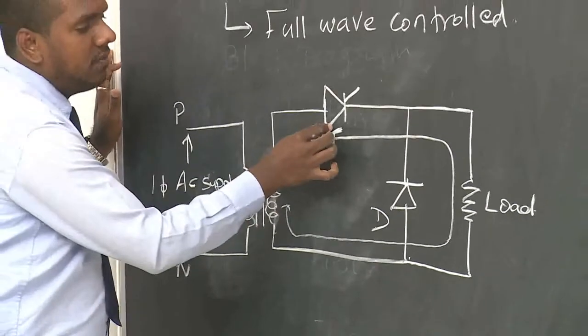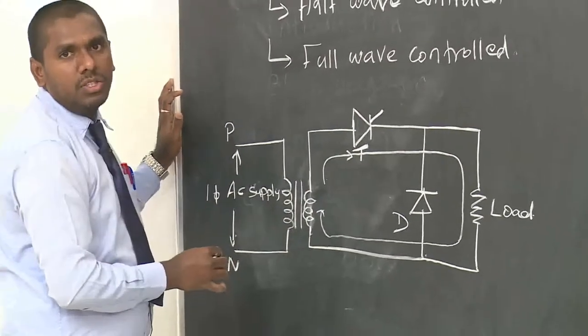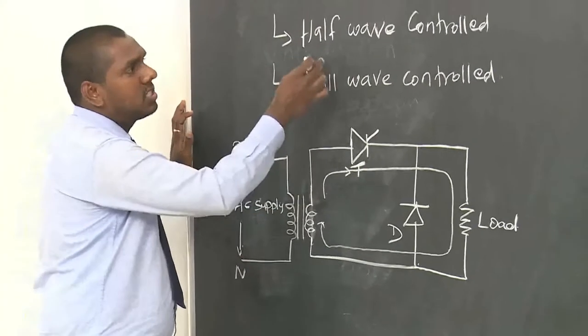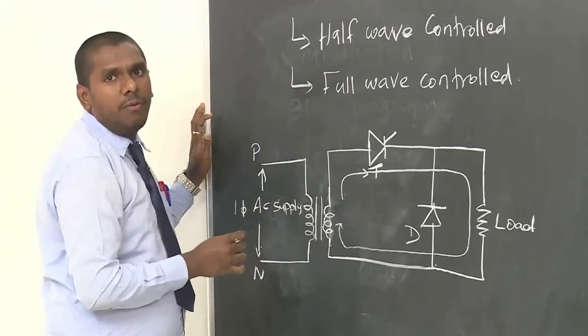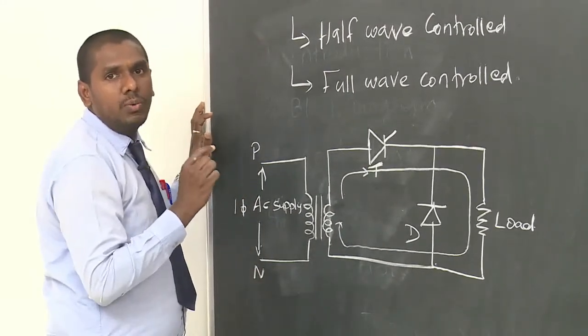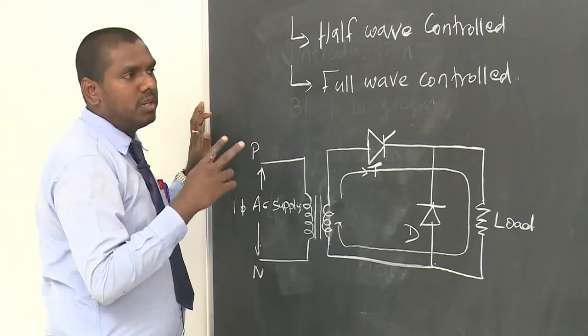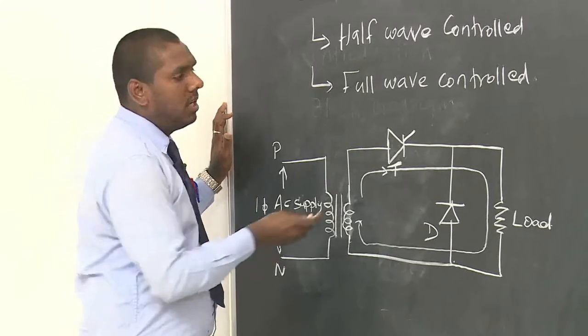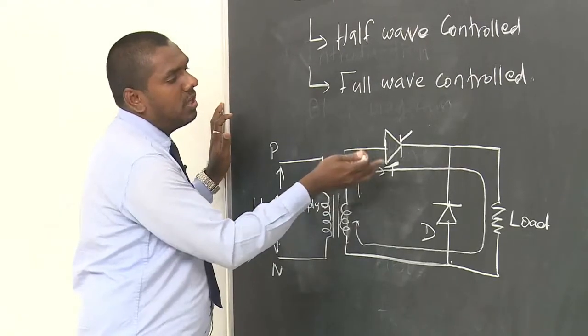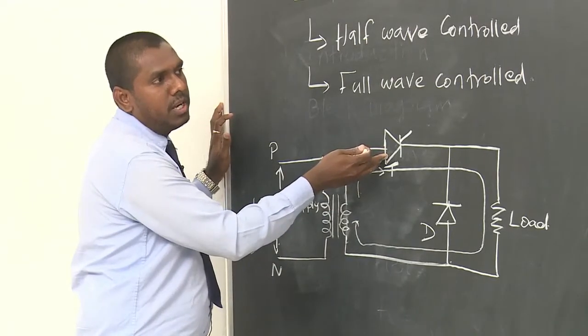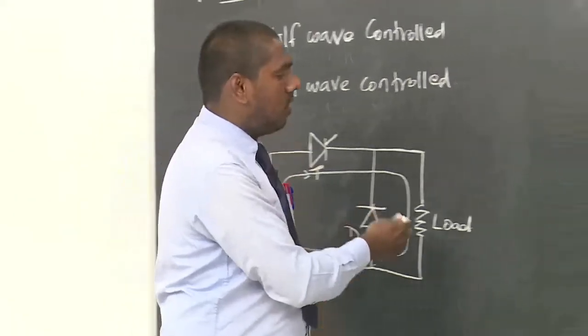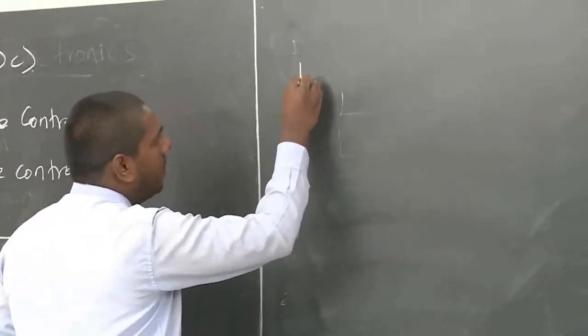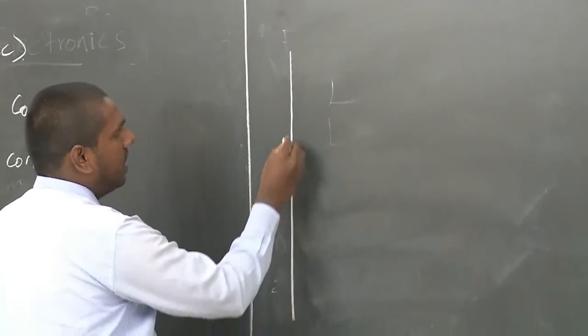This thyristor will be operated only in the positive region, because this is a half wave rectifier. Half wave means generally we have two types of operation, a positive operation and a negative operation. Here you are using only one thyristor, so it will be enabled in the positive region. Then we can see the output waveform for your half wave rectifier.